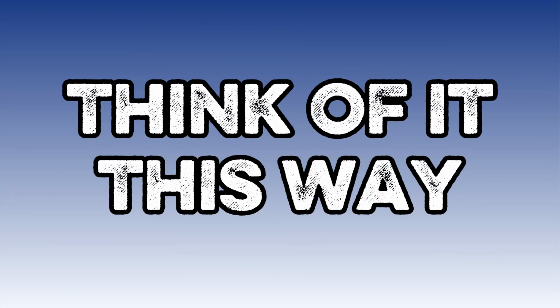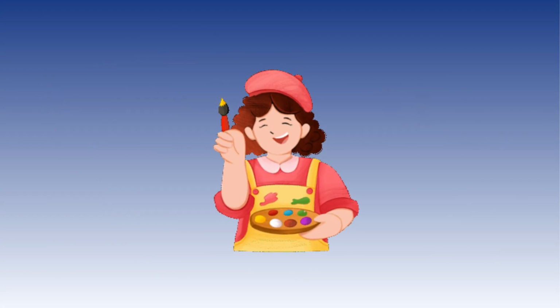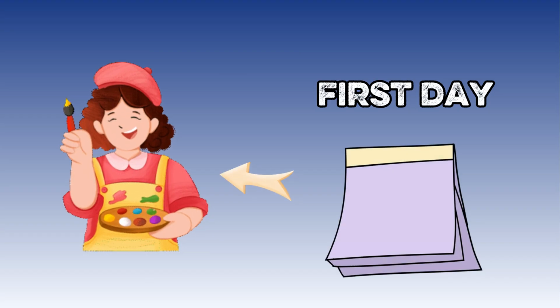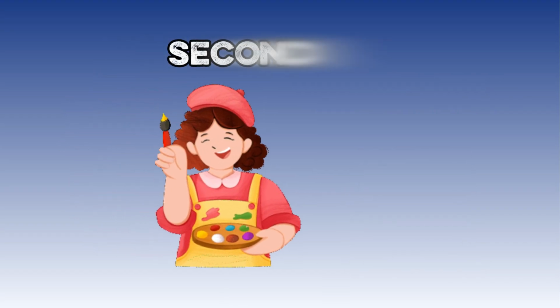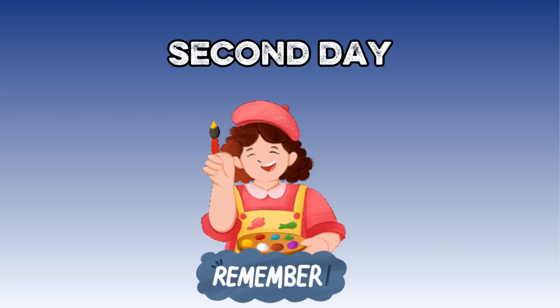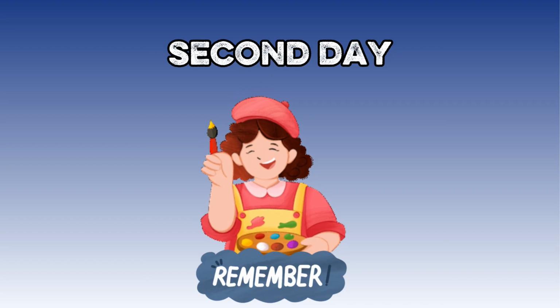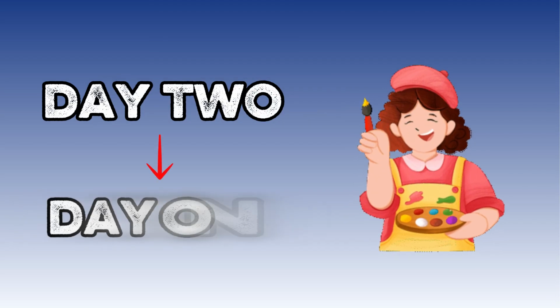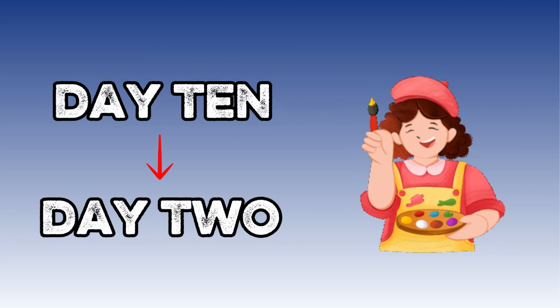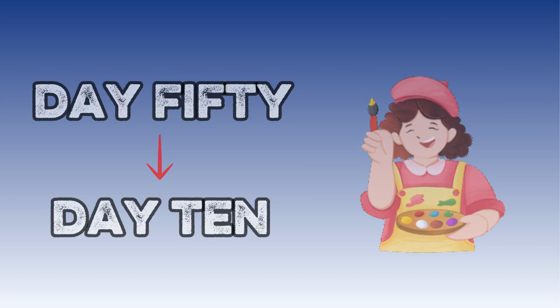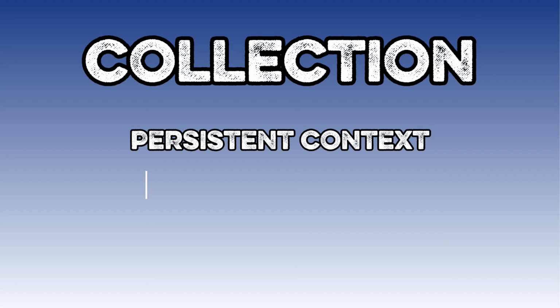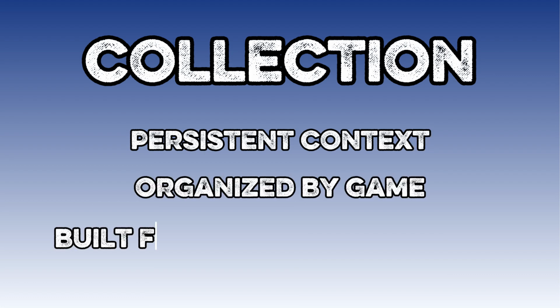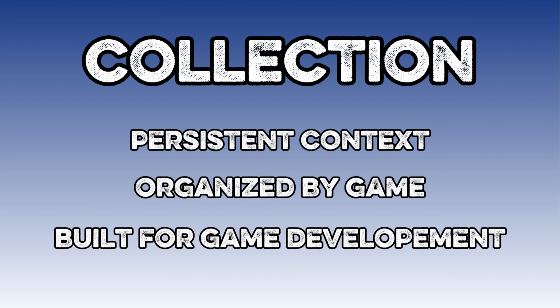Think of it this way, imagine you are working with a human artist. The first day, you hand them a brief and they produce something. The second day, they come back, they remember what they made before, they know your characters, they understand your world. The work they produce on day 2 is informed by everything from day 1, and day 10, and day 50. That is what collection does for the AI. Persistent context, organized by game, built for the specific outputs game development actually requires. Now, let's actually build one.